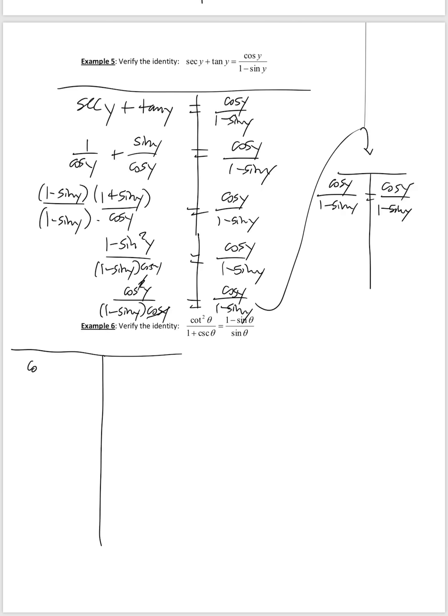I'm going to leave space for another column if I need it. Cotangent squared over 1 plus cosecant, or not squared, sorry, equals 1 minus sine over sine. I'm going to work the left as a squared term, cotangent, cosecant. I don't like it at all. So let's rewrite everything in terms of sine and cosine.